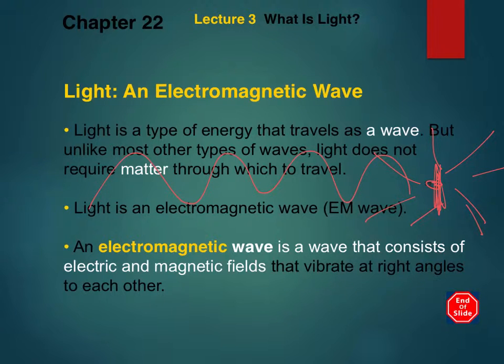Now, similarly, when you move a magnet, you make an electric field. So it goes vice versa. So there's actually two waves moving together. One's magnetic and one's electric. That's why it's called an electromagnetic wave. These two waves move perpendicular to each other.